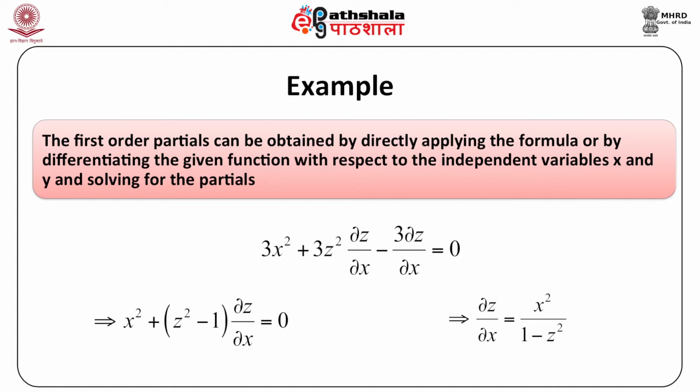Differentiating the given function with respect to x, we obtain 3x² + 3z² ∂z/∂x − 3 ∂z/∂x = 0, which implies (x² + z² − 1) ∂z/∂x = 0, which implies that ∂z/∂x = x²/(1 − z²).